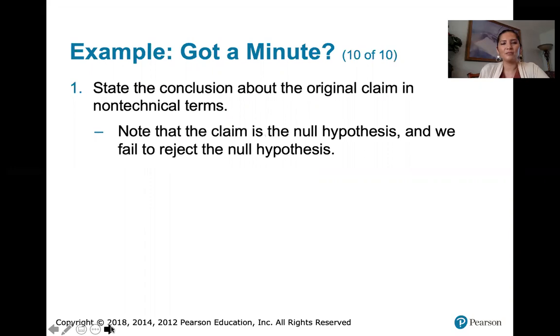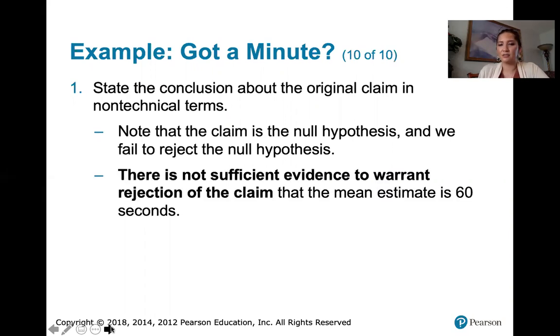Now remember, our claim was that the population mean is equal to 60 seconds. So that means that the claim is the null hypothesis, and we are failing to reject the null hypothesis. If the claim and the null hypothesis are the same thing, that just means that we're failing to reject the claim. Or in other words, there is not sufficient evidence to warrant rejection of the claim that the mean estimate is 60 seconds. That means when those students were guessing how long 60 seconds were, they were pretty good. We don't have enough evidence to suggest that they were far off from that 60 seconds.